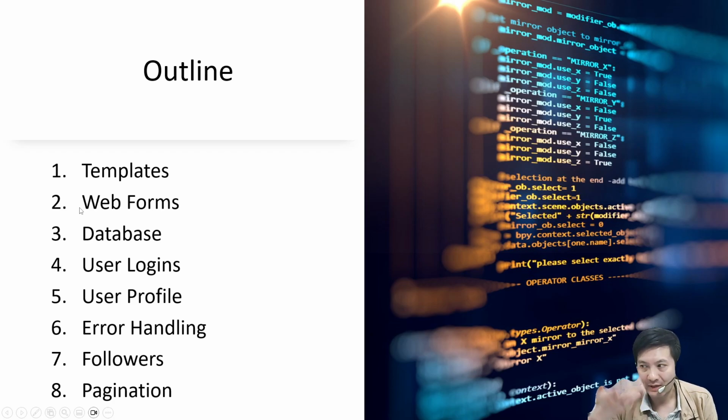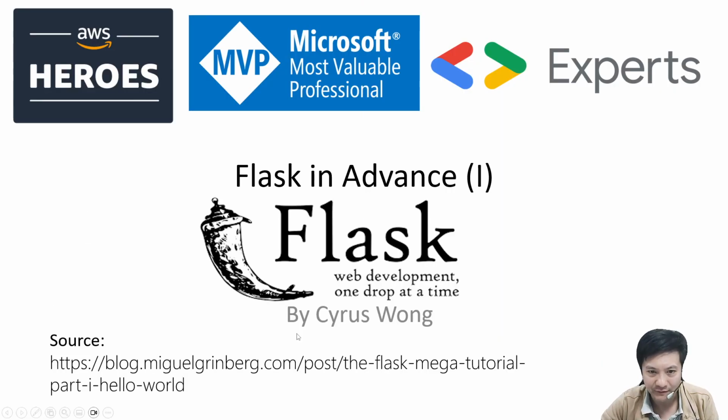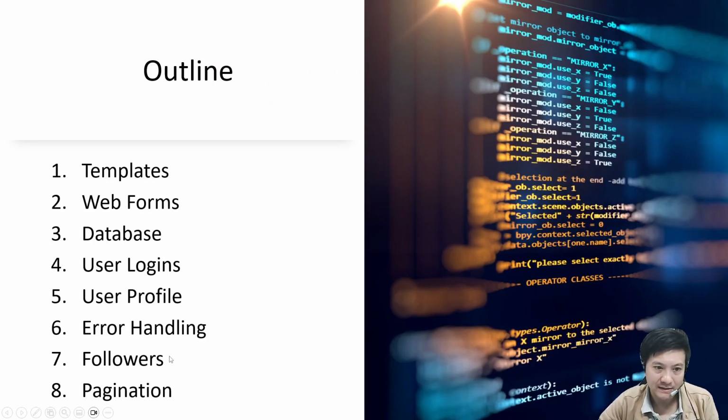How can you develop a web form to collect data from the user, and then the database connection with SQLAlchemy, how to write a login application, just making use of the Flask-Login module, and then the user profile and error handling. This is a so-called social media website. We are just referring to the blog post, the so-called Flask Mega-Tutorial, and if you create a social media application, you will set up the followers, and then set up the pagination for the data.